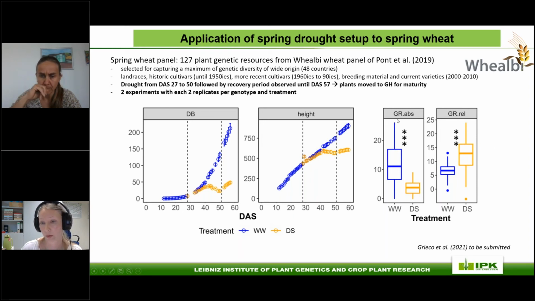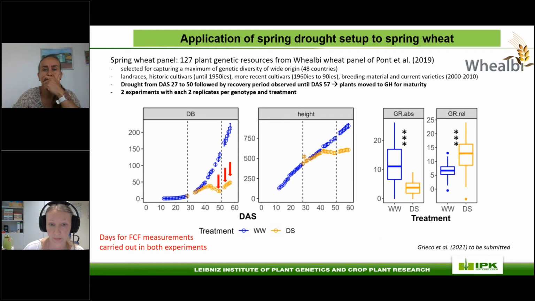And he looked here at the growth rate in the recovery period, so only in this period for biomass. And in the absolute growth rate, of course, it's higher in the well-watered plants. However, if you look at the relative growth rate, this is much higher in the drought-stressed plants, because they try to catch up with what they lost during the drought. So that's the general pattern.